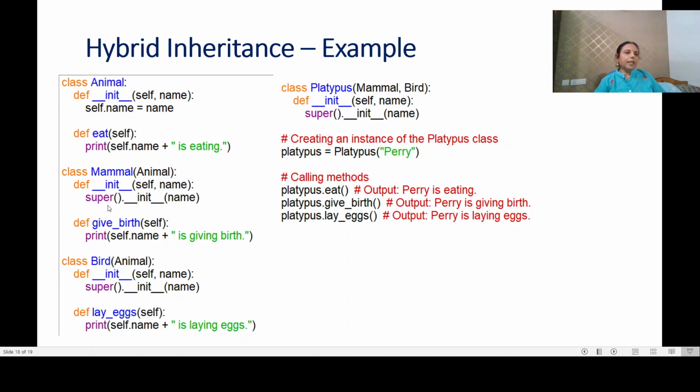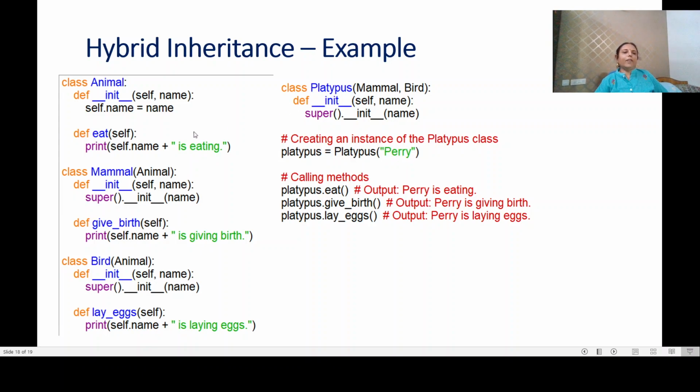And I'm creating another class which uses multiple inheritance. See, this is hierarchical: under animal you have mammal and bird. And this is platypus, which takes multiple inheritance from mammal and bird. So under animal you have mammal and bird, and mammal and bird combined together give you platypus. Here we have used a function called super, which means it uses the constructor of the base class, its parent class. I have created an object for platypus, and I am supplying the name Perry.